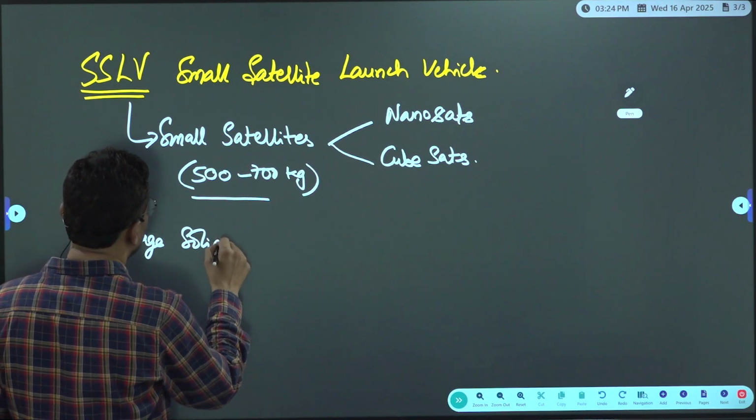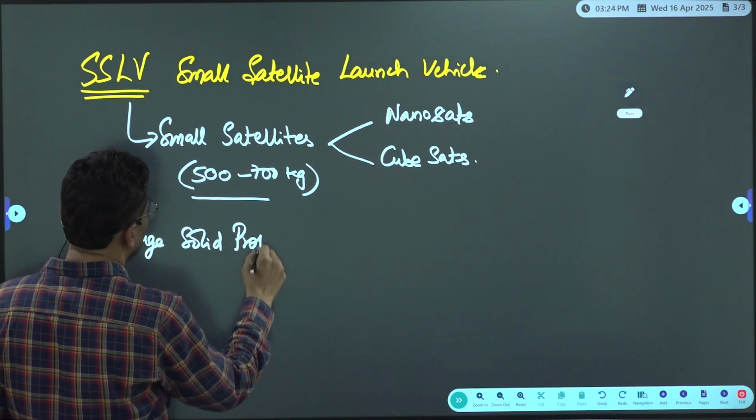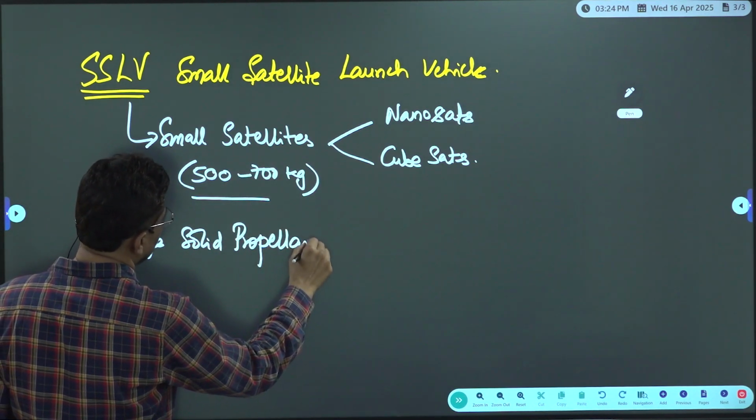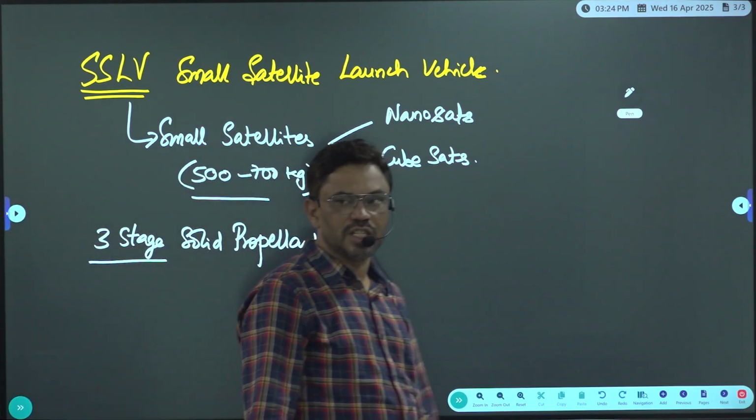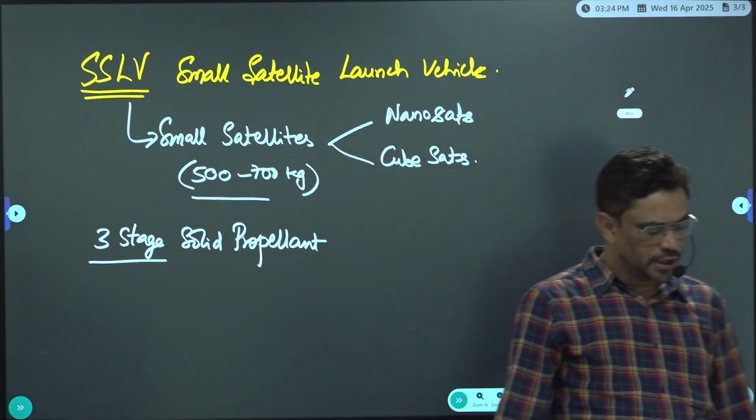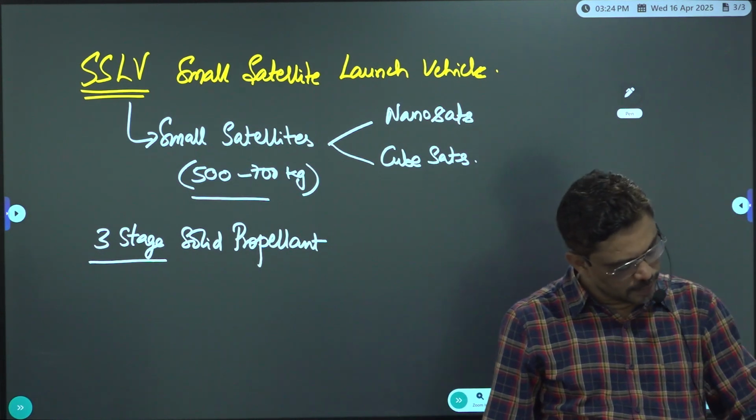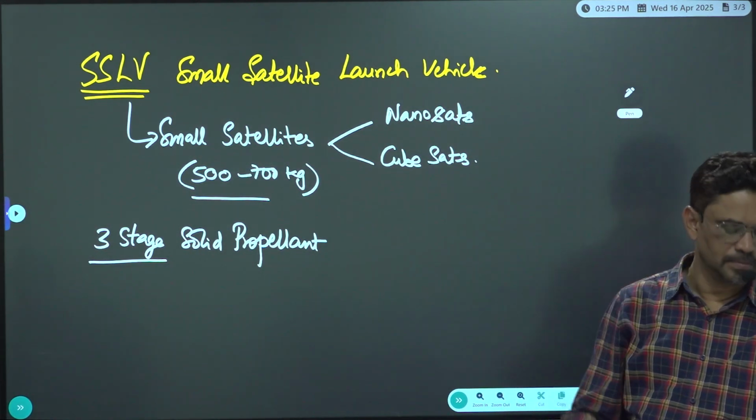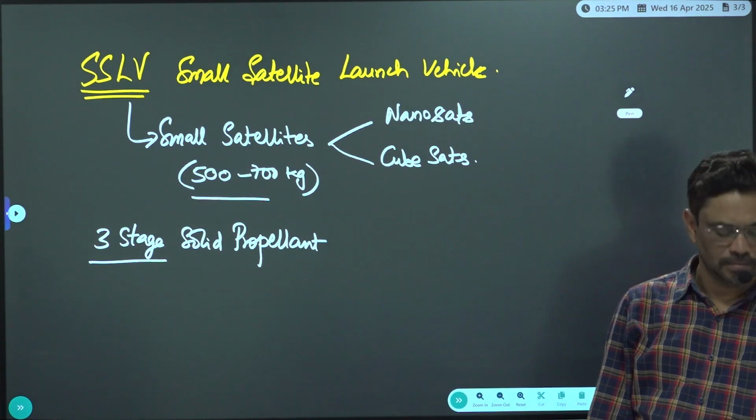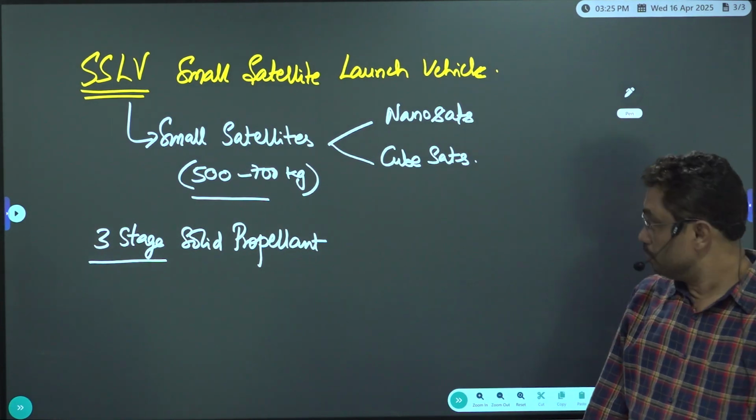It is a 3-stage rocket which carries a solid propulsion system. Briefly, remember this.